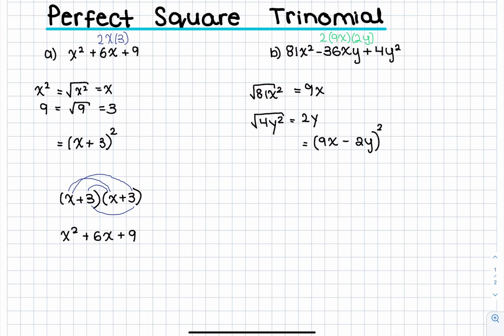So that's why this perfect square trinomial works, and you're going to end up with one set of brackets being squared.